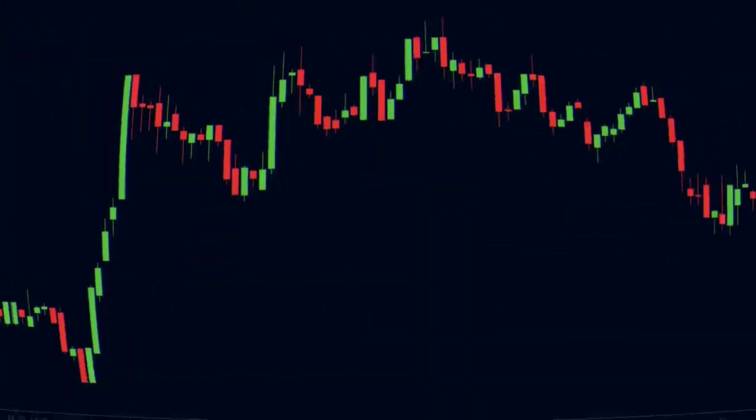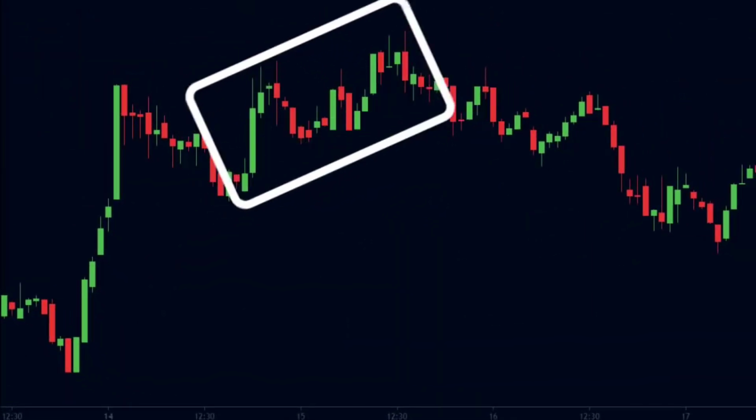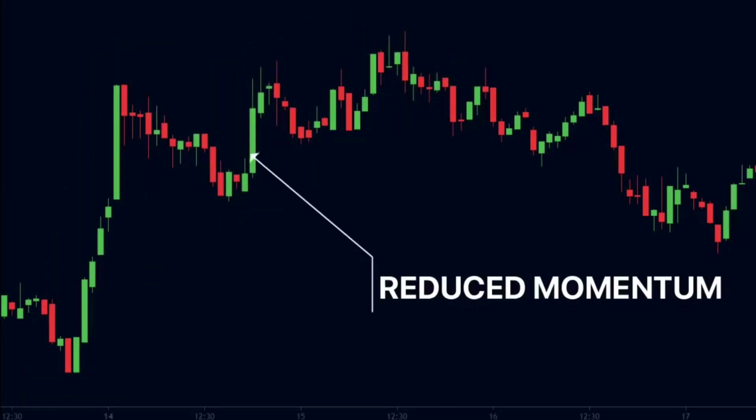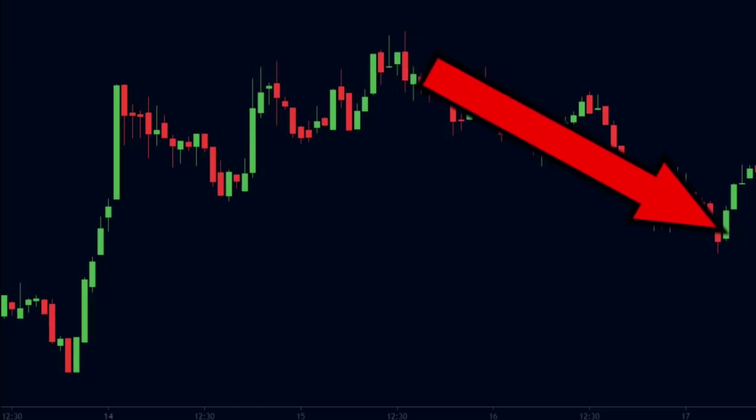On the other hand, if we look at this chart, here we see that the recent up move was gradual and shallower than the previous up move. So, the momentum has been reduced. So we can expect the market to reverse. And that is what happens. The market sees a strong downtrend very soon.